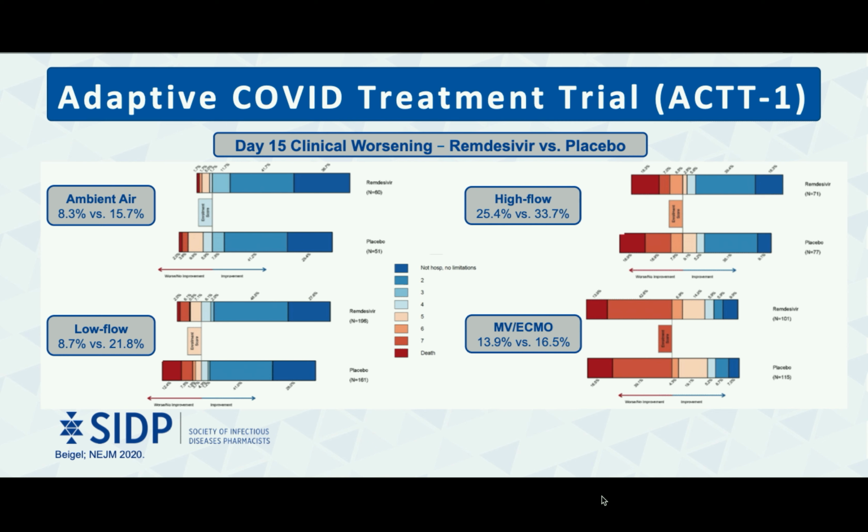So I've highlighted these rates for you. In the ambient group in the top left, the proportion of patients that worsened was 8.3% for the remdesivir arm versus 15.7% for placebo. A larger separation was seen for the low flow group, 8.7% versus 21.8%. This narrowed slightly in the high flow group with 25.4% versus 33.7%, and virtually disappeared in the mechanically ventilated or ECMO patients with 13.9% versus 16.5% of patients worsening from their baseline to day 15 clinical status.